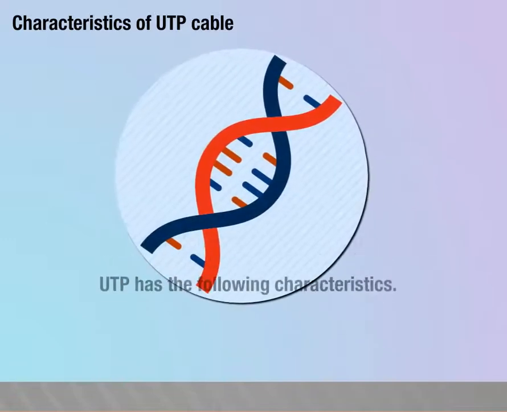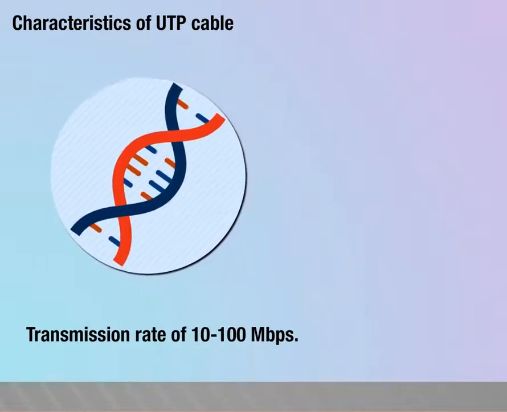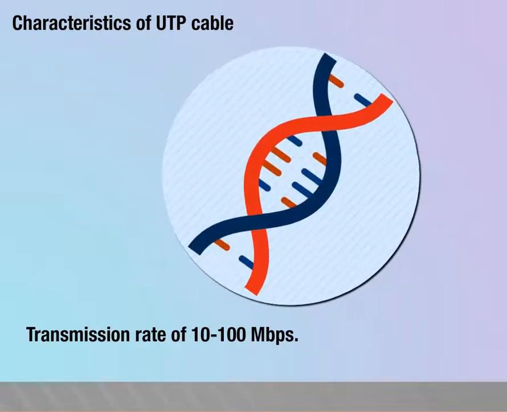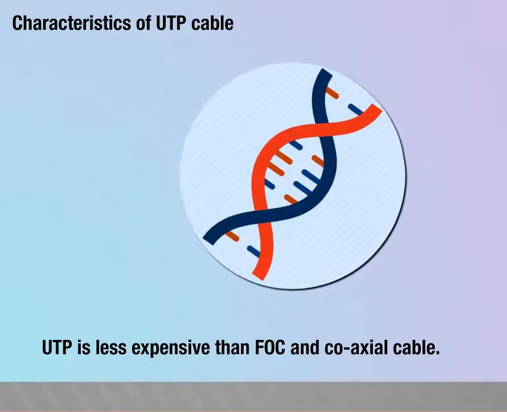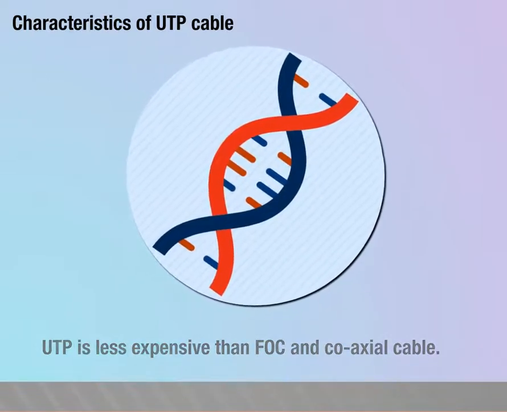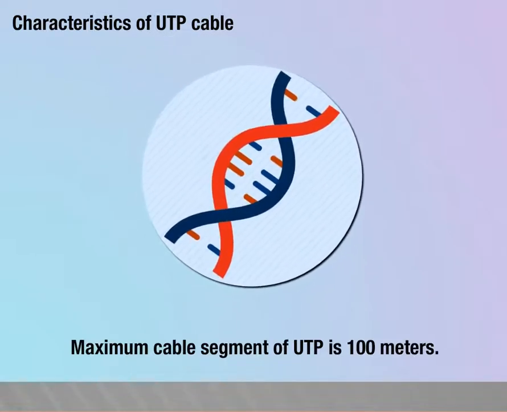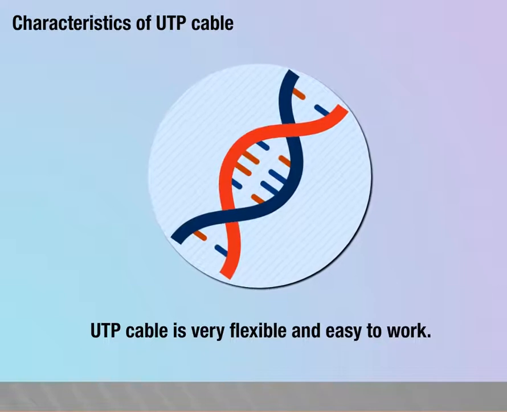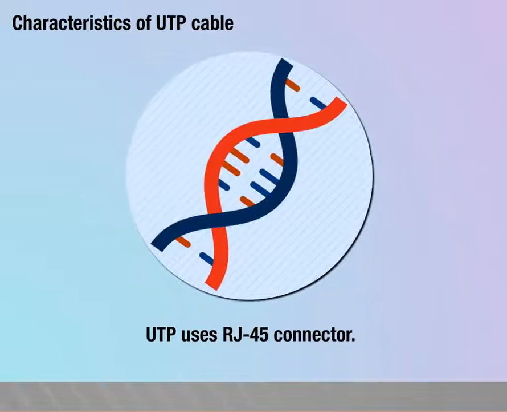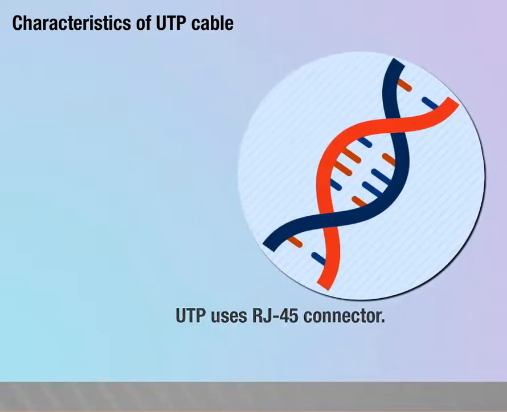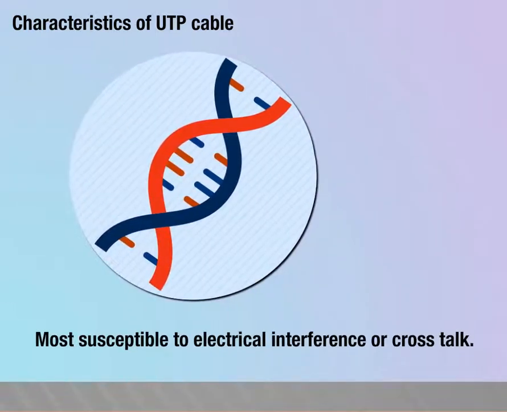Characteristics of UTP cable. UTP has the following characteristics. Transmission rate of 10 to 100 Mbps. UTP is less expensive than FOC and coaxial cable. Maximum cable segment of UTP is 100 meters. UTP cable is very flexible and easy to work. UTP uses RJ45 connector. Most susceptible to electrical interference or crosstalk.